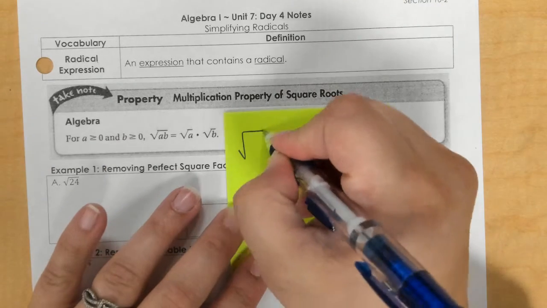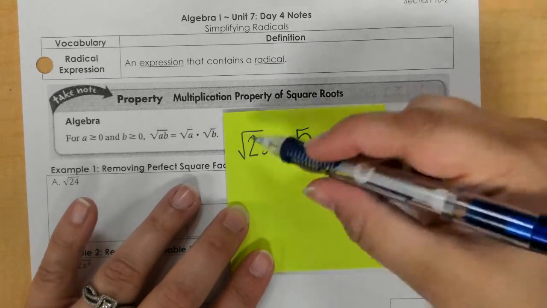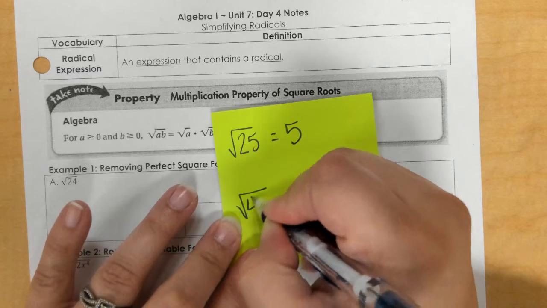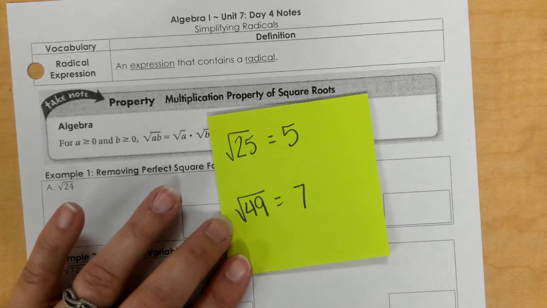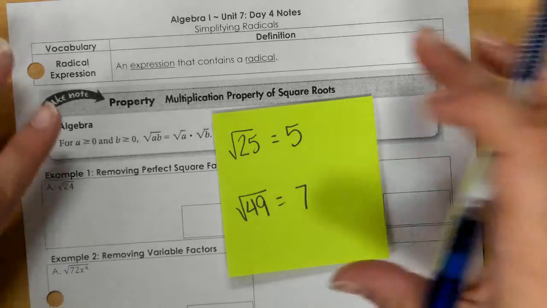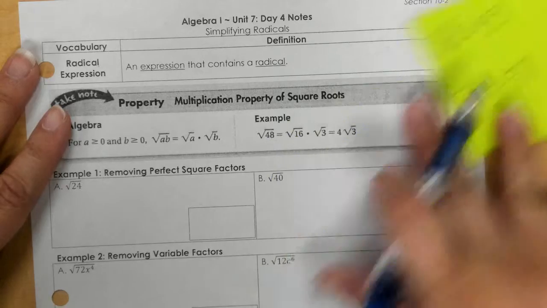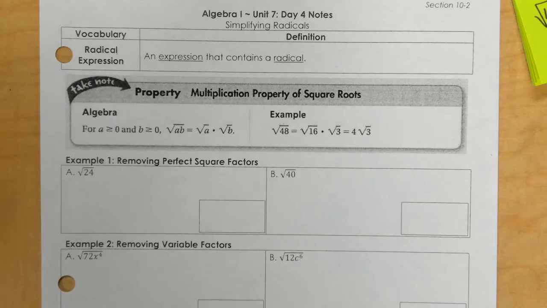That would just be 5. Okay? That's 5 times 5 makes 25. Or like the square root of 49. 7, because 7 times 7 gets back to 49. So these are perfect squares. They create whole numbers. We don't have any decimals. Okay, but what happens when we don't have a perfect square? Like 48. Okay, so we have to figure out what to do.